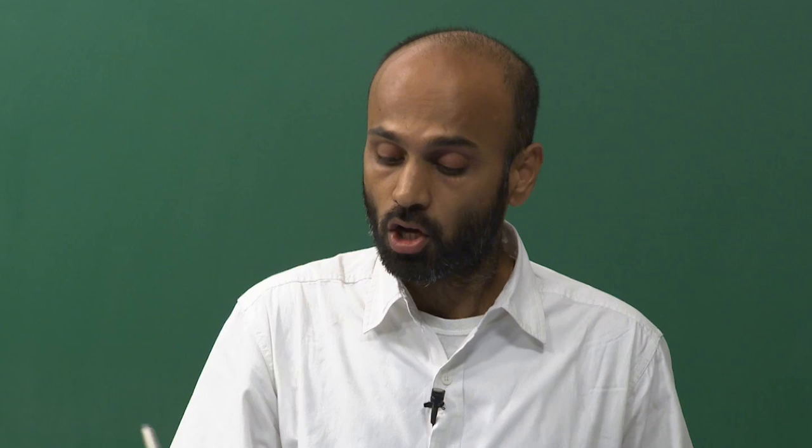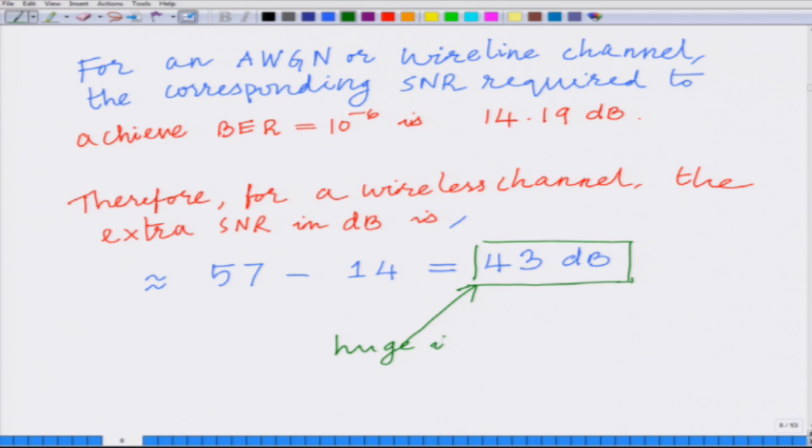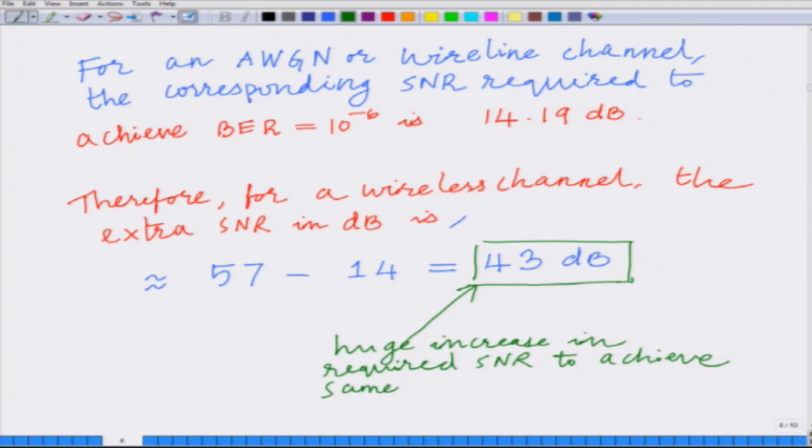So, if the noise power is the same at the receiver, you require 43 dB more transmit power in the wireless channel to achieve the same bit error rate of 10 to the power of minus 6. So, there is a huge increase in required SNR to achieve the same bit error rate equal to 10 to the power of minus 6 in our wireless channel. So, what we are saying is in a wireless channel to achieve a bit error rate of 10 to the power of minus 6, we need approximately 43 dB more SNR.